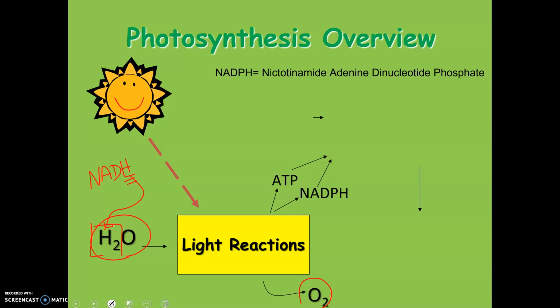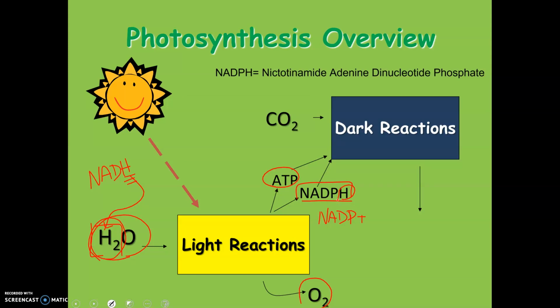The light reactions are actually going to also make ATP, like cell respiration does. But they're going to make a different coenzyme called NADPH. So it starts off as NADP+, and it's going to pick up hydrogen, ultimately from this water, and it's going to become NADPH. Now why?